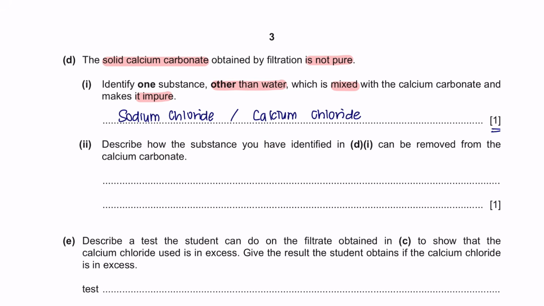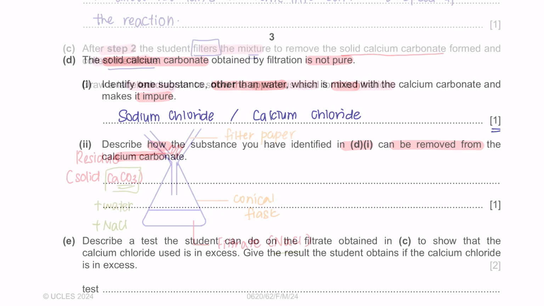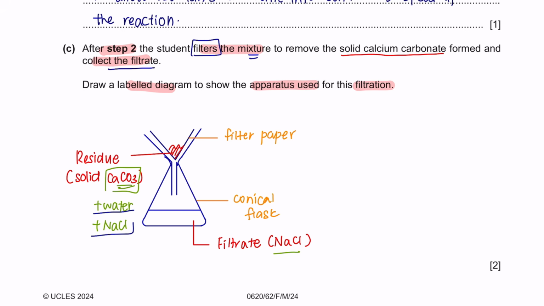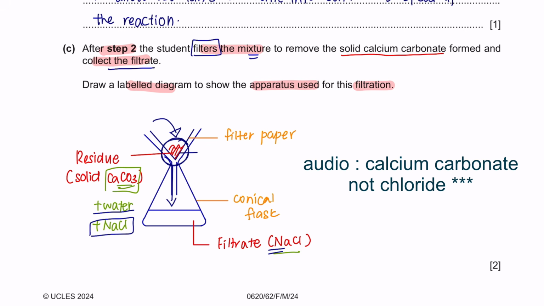Part 2. Describe how the substance you have identified in D Part 1 can be removed from the calcium carbonate. So to remove the impurities like sodium chloride out of the residue from here, what we can do is pour more water on top of the residue to wash off whichever NaCl that is formed over here. So this way we can get a more pure form of calcium carbonate.